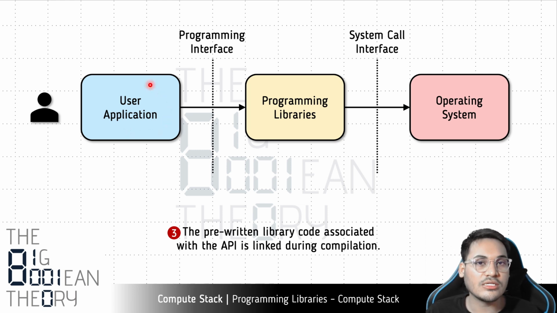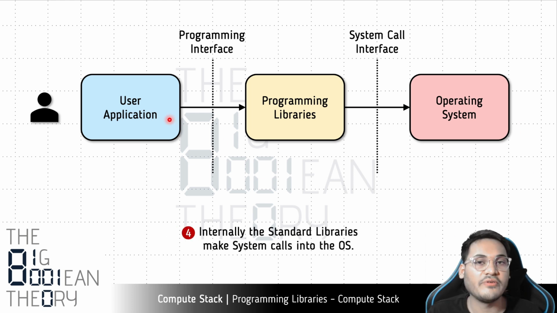So now your executable not only has the code for your user application, but also the code that was written in the programming library. It has been linked with the executable. And when the program is executing and the control flow reaches that API call, then the control will be transferred into the programming library. So this is how the code flow looks when you import any standard library into your application code.